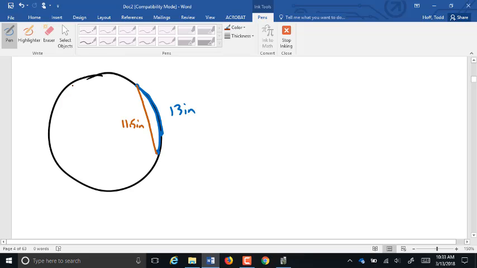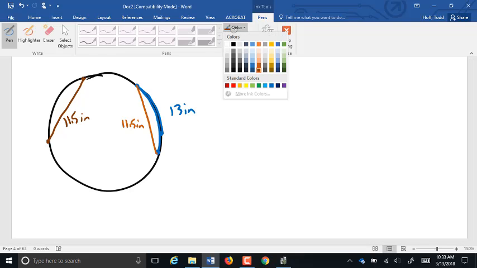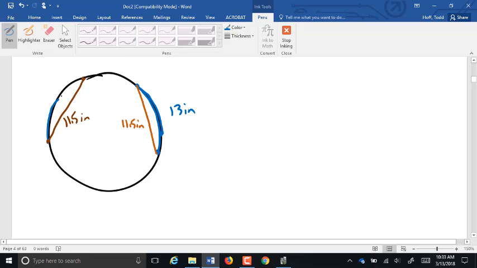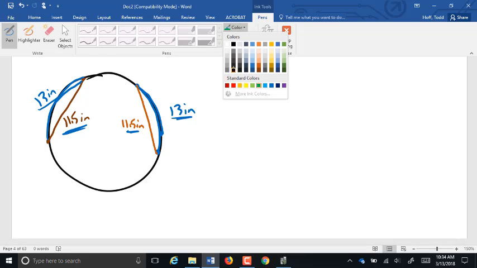If there's another chord in this circle, let's say over here, if that chord is 11.5 inches long, what can we say about this arc? It's also 13. If they're in the same circle, or if they're in 2 circles with the same radius, 2 circles with the same radius are essentially the same circle, right? Equal chords will define equal arcs. That one is not near as important as this next piece.